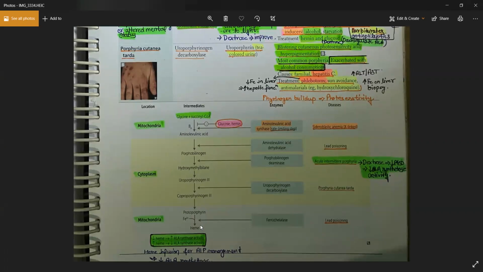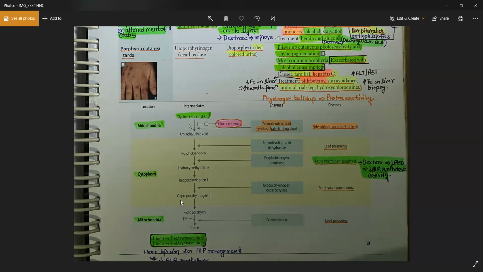For the formation of heme, you first have glycine and succinyl coenzyme A, like we have discussed already. This glycine and succinyl coenzyme A combine in the presence of vitamin B6 and the ALA synthetase enzyme to form ALA, which is aminolevulinic acid, right? This ALA will be converted into porphobilinogen with the help of the enzyme ALA dehydratase. Then porphobilinogen will be converted into hydroxymethylbilene, and then uroporphyrinogen.